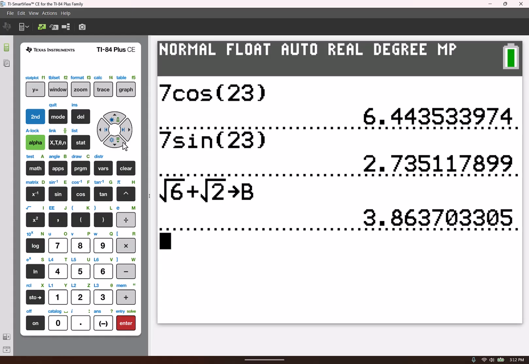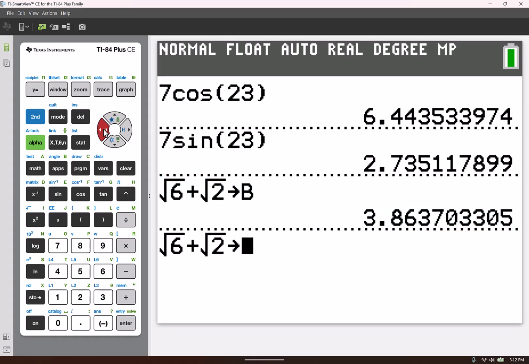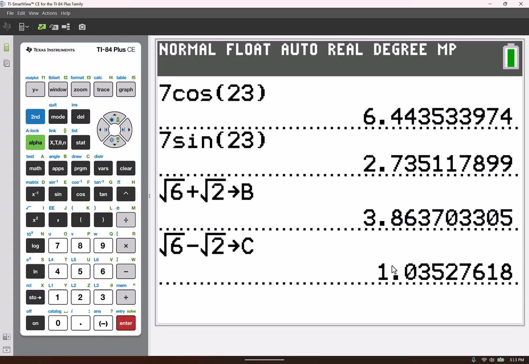So there it is. So now I'm going to do the same thing, but instead of a plus, I'm going to put a minus, and I'm going to change the letter. I'm just going down the alphabet. Instead of B, I'm going to put C. Chop, how do you put C? Alpha C. And now there it is. It's on C.